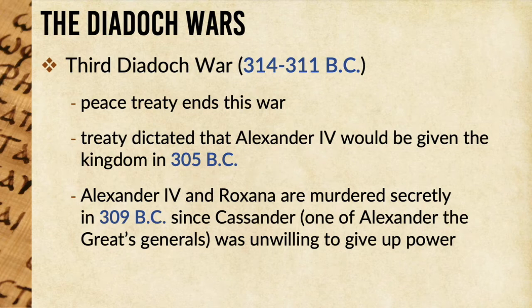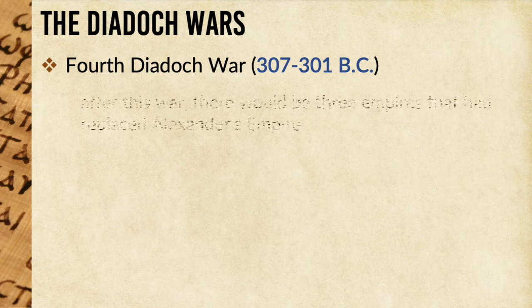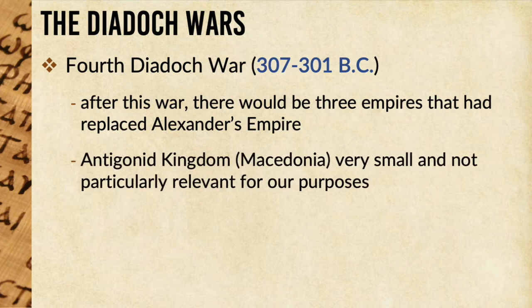And so, following on the Third Diadoch War, we have the Fourth Diadoch War, and that goes from 307 to 301 BC. This is the last of the Diadoch Wars. After this war, there are going to be three empires that end up replacing Alexander's empire. There is the Antigonid Kingdom that's centered in Macedonia. It is very small, not particularly relevant for our purposes in this class. I'm not saying it's not important historically. It's not important for what we're doing in these classes, and so we're just going to gloss over them.